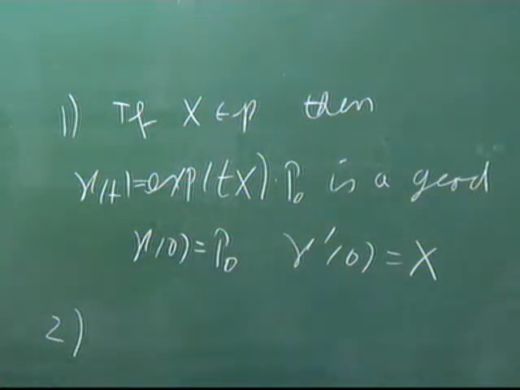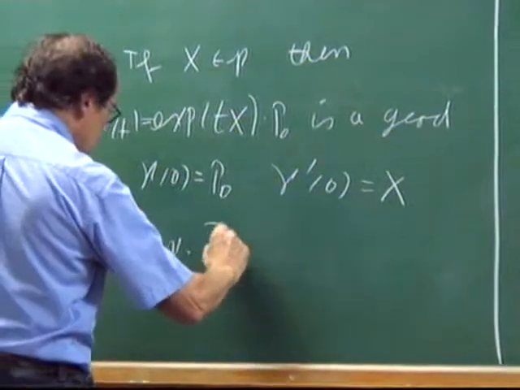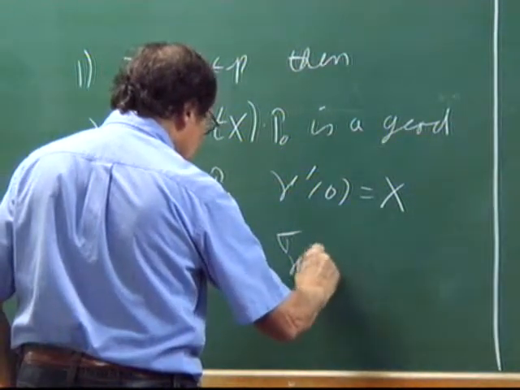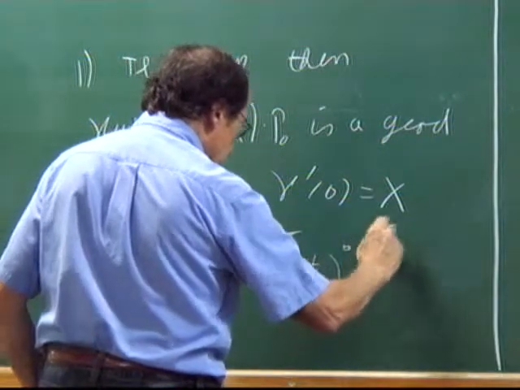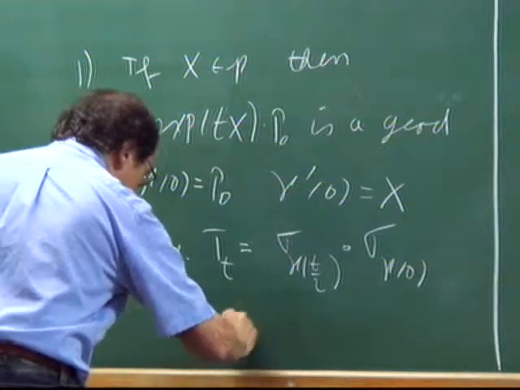And then the second part is that the transvection T sub t, which I remember was the symmetry around gamma at t over 2 composed with the symmetry at gamma 0, is exp tX.